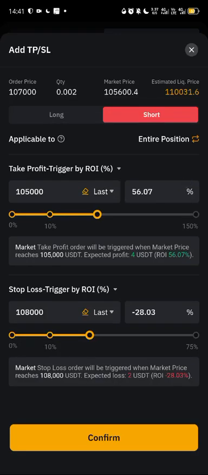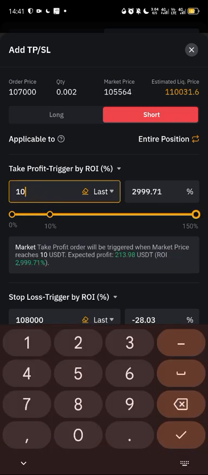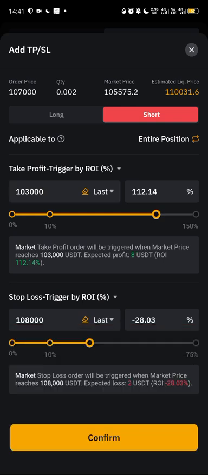So as I was saying, my take profit is 105,000 and my stop loss is 108,000. This is what I'm expecting to make as profit, and this is what I'm risking. That means I'm risking $2 to make $4. The value can be different, it can be bigger, it depends on whoever is giving you the signal. Just make sure that you are following the signal. So this is for a short situation.